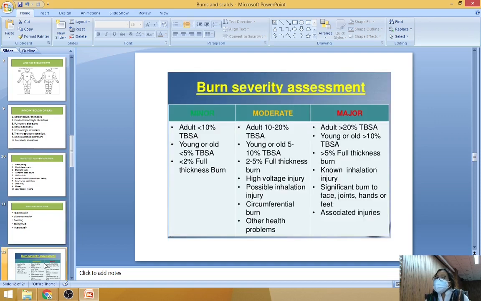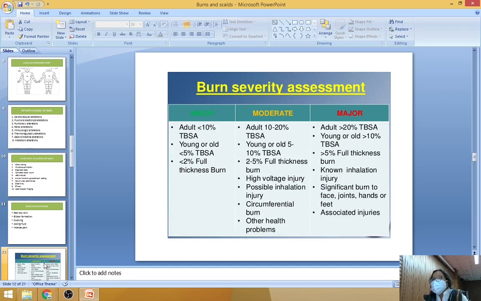Burn severity assessment. First we have to find out the extent of burn and depth of burn. Then we will know about the percentage. Now minor, moderate and major, the severity of the burn, how can we find out? First we will take out the percentage, and based on the percentage we can find out.